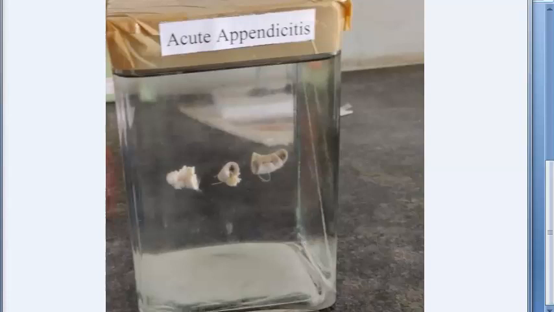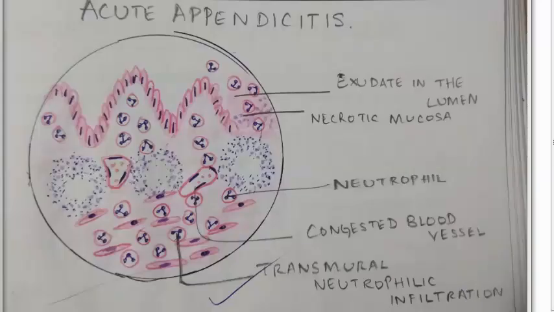Now, if they ask you microscopically, what will you see? Lot of neutrophil infiltration in the muscularis, right? So basically acute inflammatory changes, congestion, edema. Then after some time in the late stages, you will see the mucosa will be sloughed off. There will be necrosis, right? If there is some foreign body or fecalith, then concretion may be seen in the lumen.